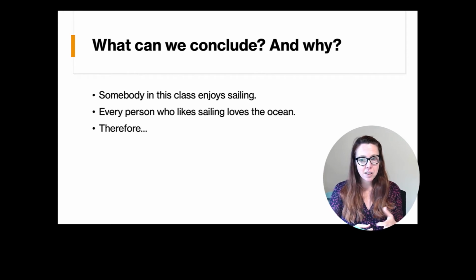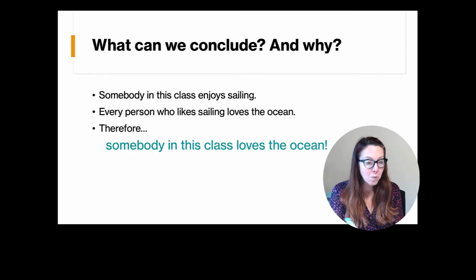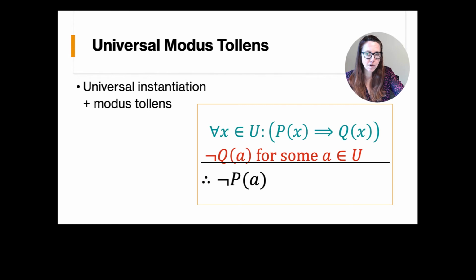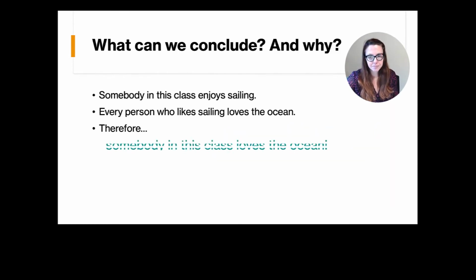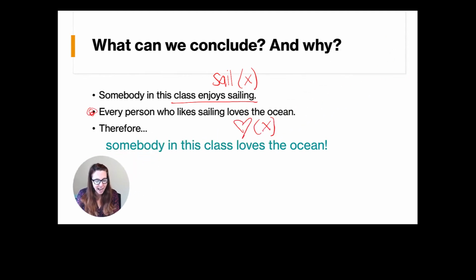So here's examples based on what we just talked about. What can we conclude from this? Somebody in this class enjoys sailing. Every person who likes sailing loves the ocean. Somebody in this class loves the ocean. And essentially what we have is what? If you had to go backwards and say the form of Modus Ponens and the form of universal Modus Tollens, why can we say this? I mean, essentially, where does this come from? Let's call it something real, and we'll call "loves the ocean" H(x). What this line says is every person who likes sailing loves the ocean. And that's like saying for all x, if they sail, they love the ocean.